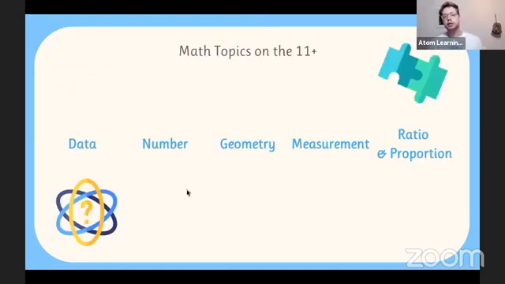So basically you can break down maths topics on the 11 Plus into 5 categories: data, number, geometry, measurement, ratio and proportion. I'll go through each of those in detail in terms of what they mean, but again, this maps quite nicely onto the Key Stage 2 national curriculum. And this is also how we organize all the topics on Atom. To make sure that we cover everything, each of these topics has subtopics and a specific 150 questions related to it, to give you a full spectrum of questions you could expect to see. So that's how the topics are broken down.